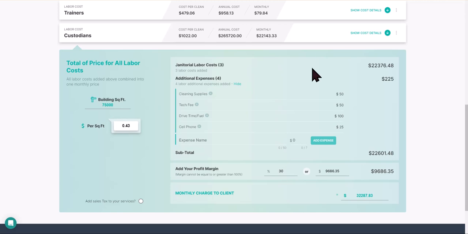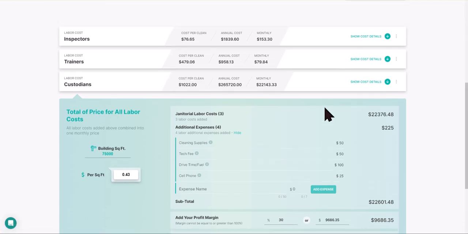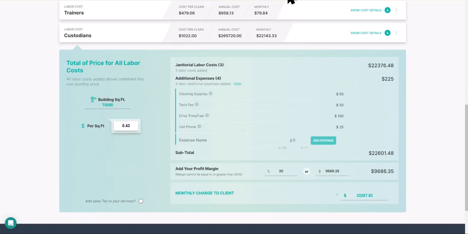Never bid by the square foot alone when it comes to janitorial. But if you need to know what you're charging per square foot, or if you want to charge by the square foot after you've costed out your job, you have all that power right at your fingertips with Clean Proposals.